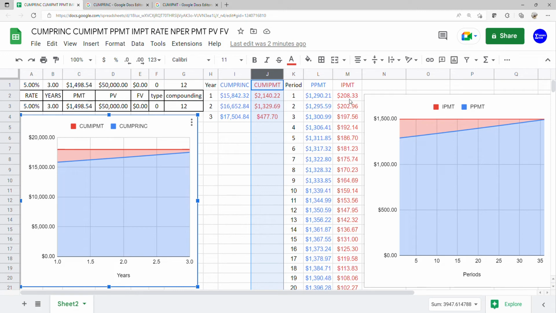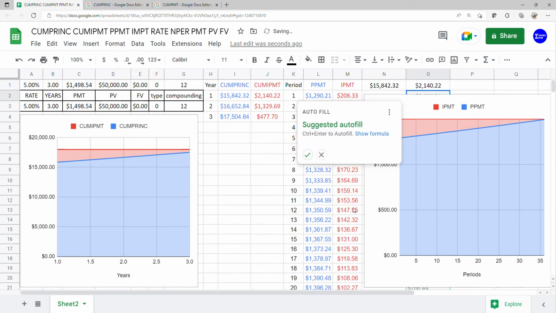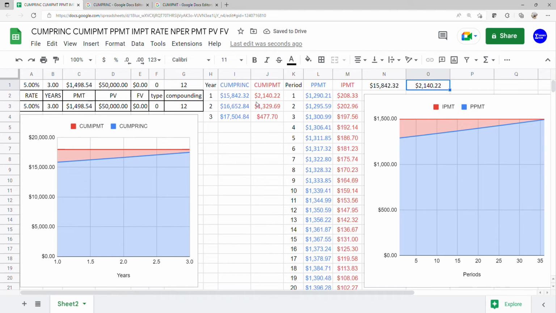And we can also use the PPMT. So this is the sum. Let's take the sum of the first year, up to 12. 15,842. Let's take the sum for the interest, the first 12 periods. That's 2,140. So these values are the same on the first 12 months.